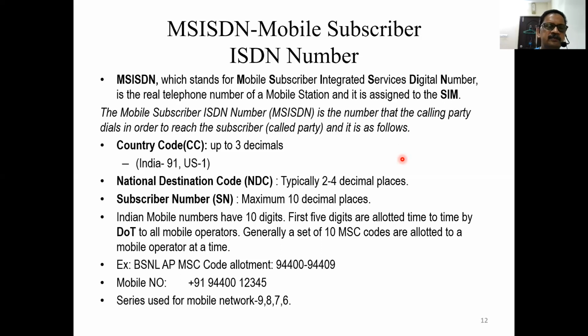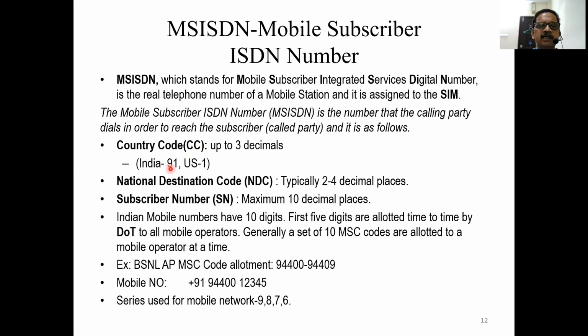So it also has 3 parts. First part is the country code. It can be up to 3 decimals, CC, country code. For example, the US country code is only one digit. For India, it is 91, 2 digits.